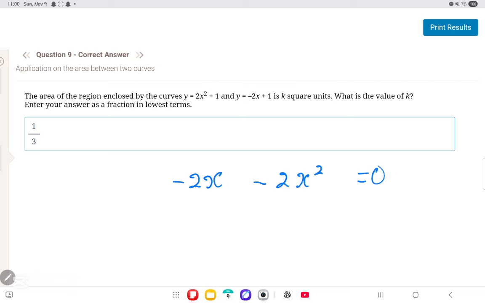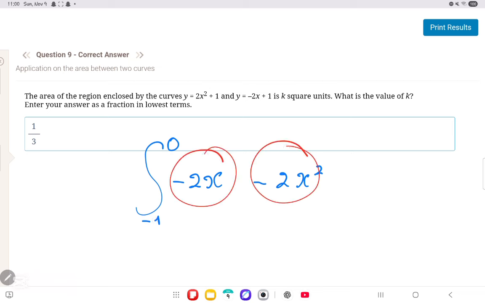Now I need to integrate this, right? How do I integrate this? Of course, I have a boundary. What is my boundary, by the way? It's 0 and minus 1. Always the smaller number at the bottom. Okay. So let me just integrate this and integrate this. So this will be minus 2x to the power of 2 over 2, so basically minus x squared. And then this would be minus 2x to the power of 3 over 3, so it's minus 2 over 3 x cubed. And don't forget about the integration: if there were no boundaries, you would put plus c.